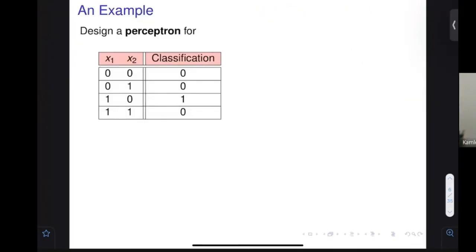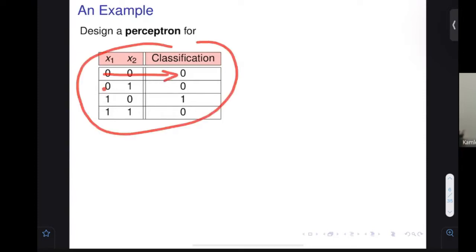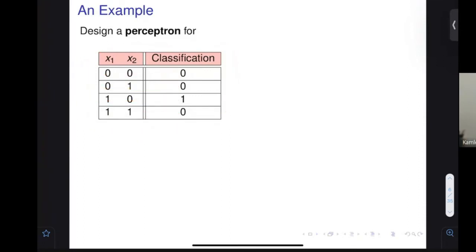Now let me ask you a question: can you design a perceptron for this kind of table? I have a specific table where for 0, 0 I want 0, for 0, 1 I want 0, for 1, 0 I want 1, and for 1, 1 I want 0. Can you design a perceptron for me? So how can you proceed?